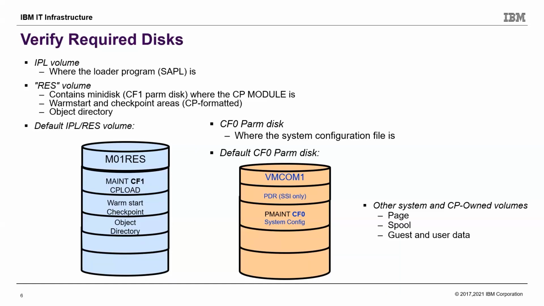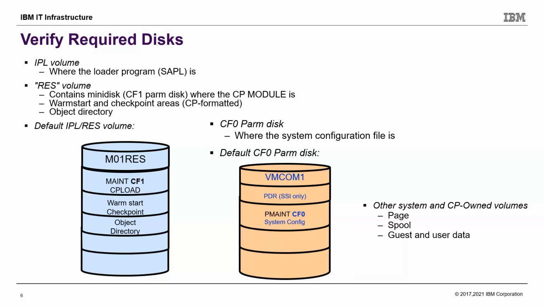Also on the res volume are areas called the warm start and checkpoint areas. These are CP areas that are used to preserve data, spooling data, and some other attributes of the system. The data is saved there and preserved so it can be restored when you IPL the system. So when you shut down and then re-IPL, you can bring up all the same data in the same state the system was at the time it was shut down.